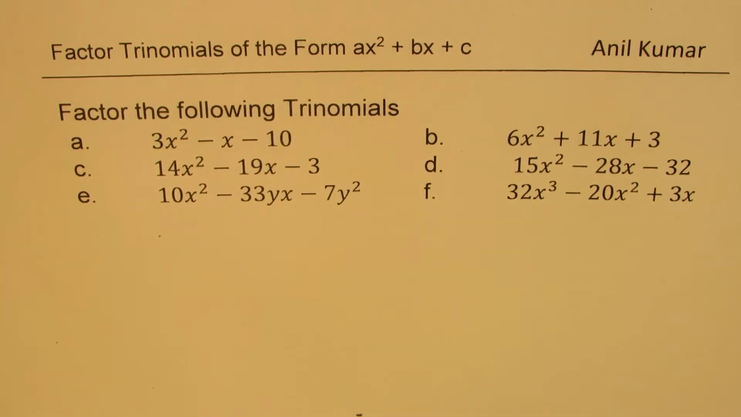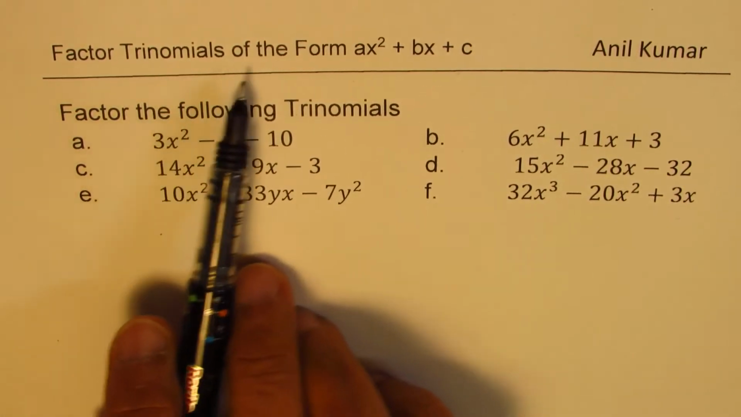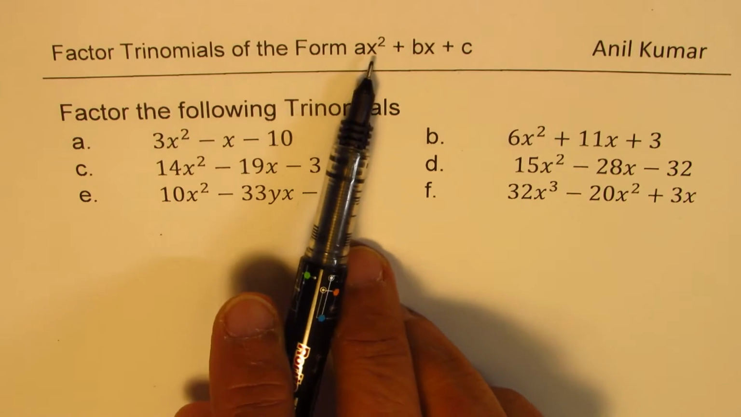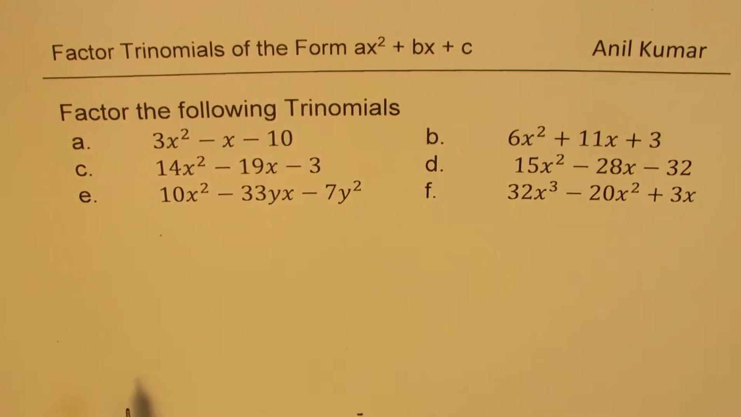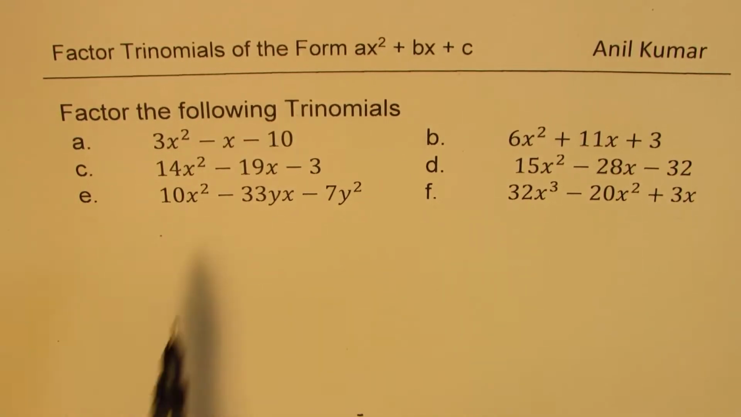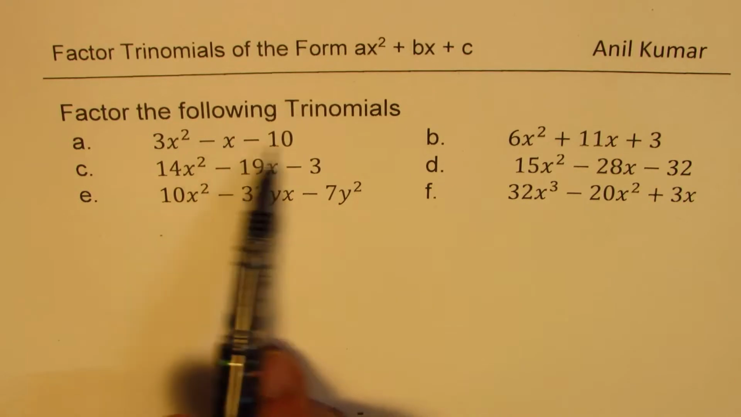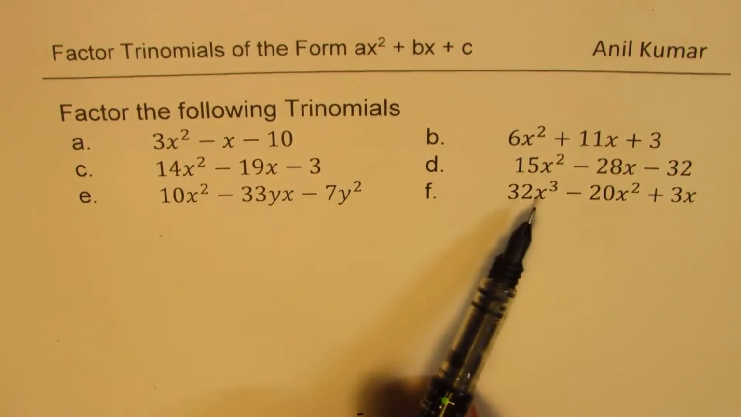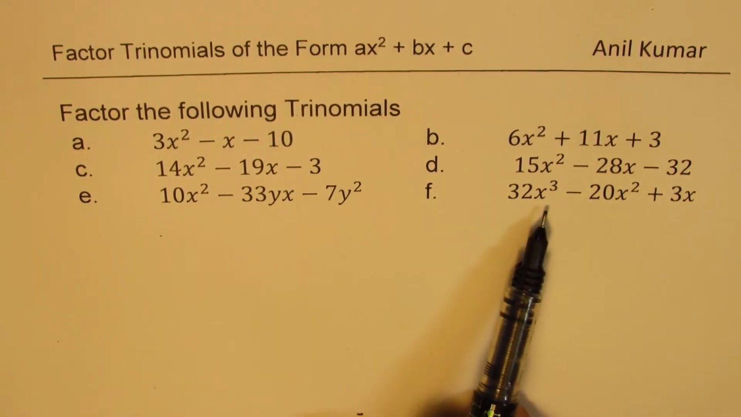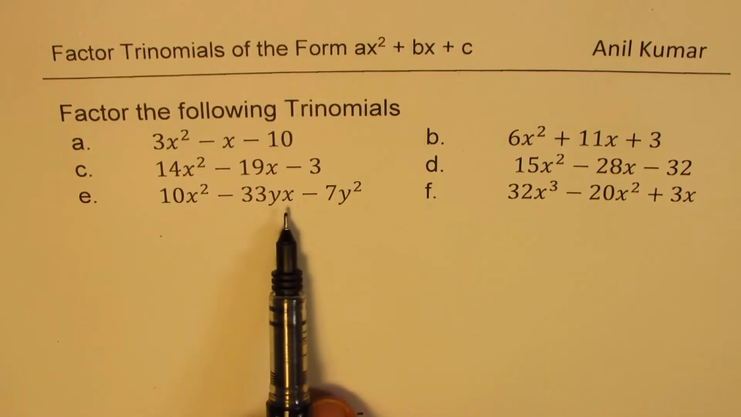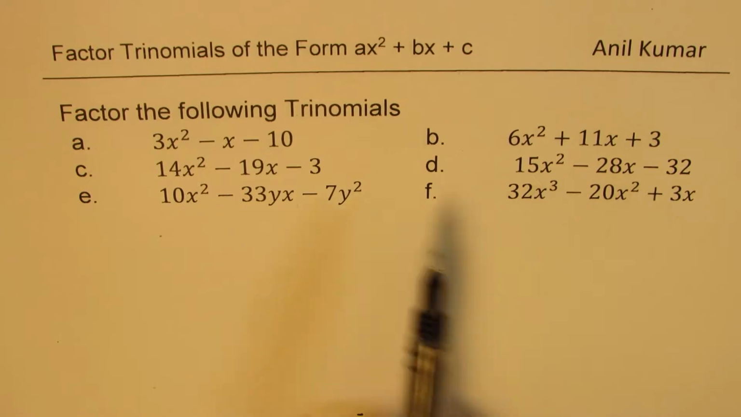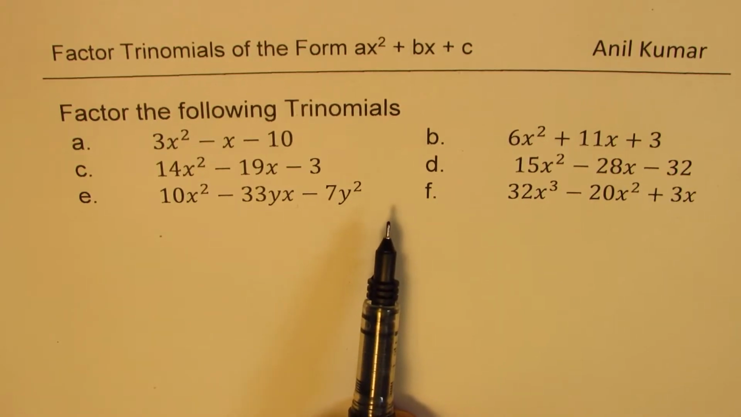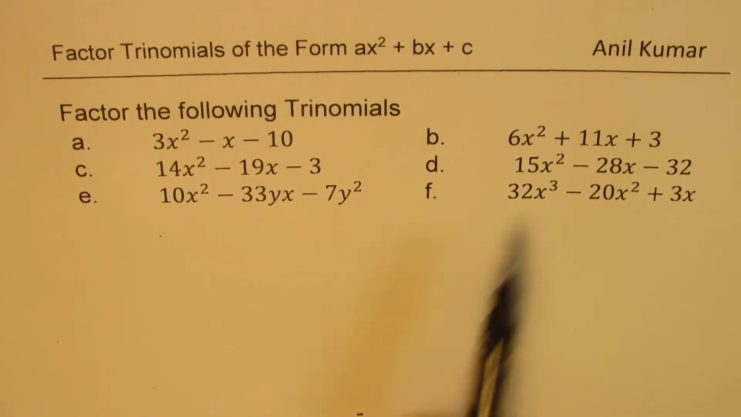In this video, we'll discuss how to factor trinomials of the form ax squared plus bx plus c, where a is not equal to 1. I've taken up 6 examples here. As you can see, first two are simpler as compared to the others. We also have a cubic thing here, and we have x and y terms. And we have sometimes very big numbers to work with. So we'll see how to actually factor them very easily.